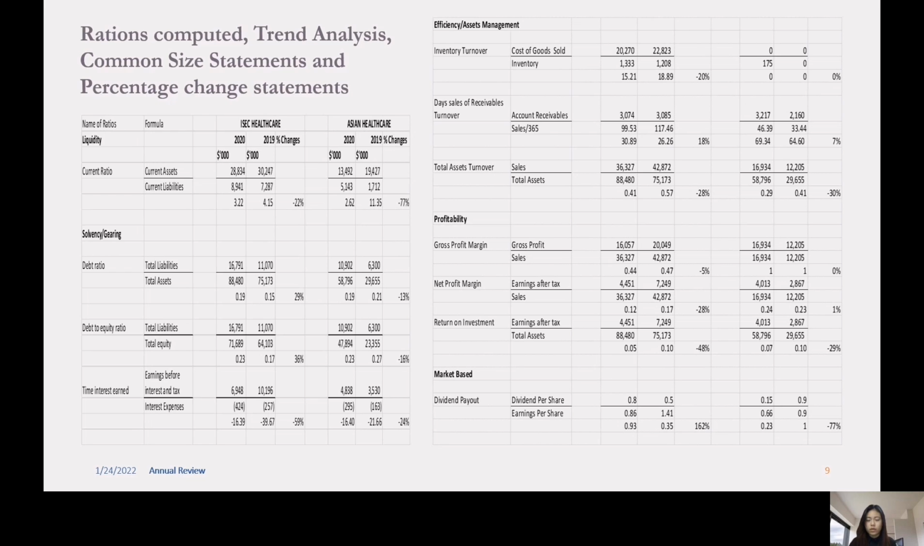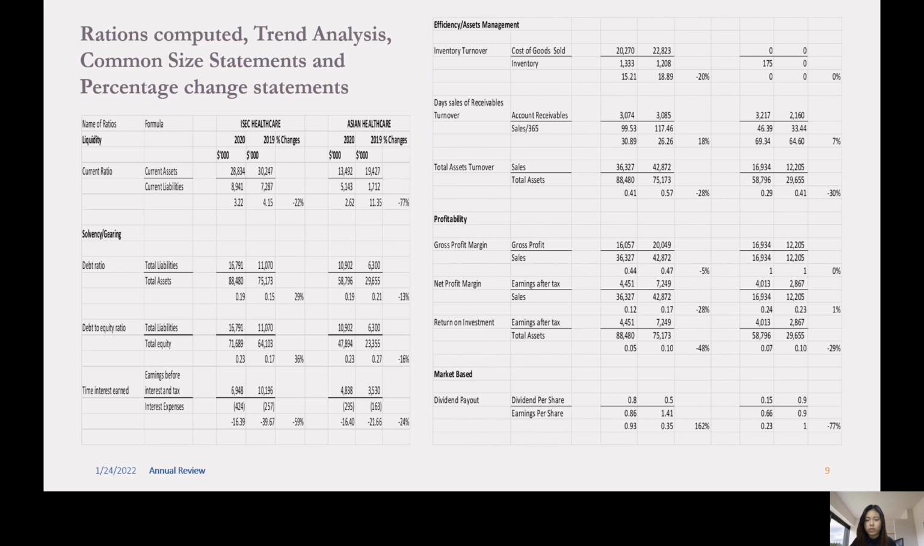According to the calculated liquidity ratios, the current ratios of ISEC Healthcare and Asian Healthcare in 2019 and 2020 are 4.15 and 3.22, and 11.35 and 2.62 respectively, representing a 22% and 77% reduction. ISEC Healthcare and Asian Healthcare have debt ratios that are more stable and have the potential for long-term success, as companies with lower ratios have less total debt.